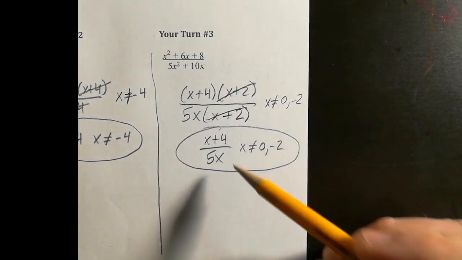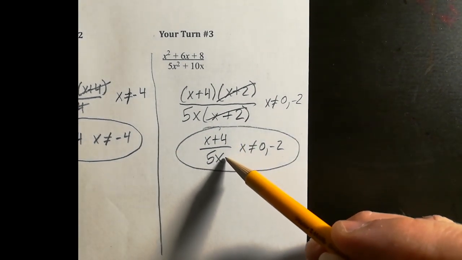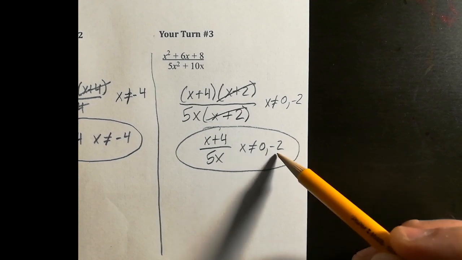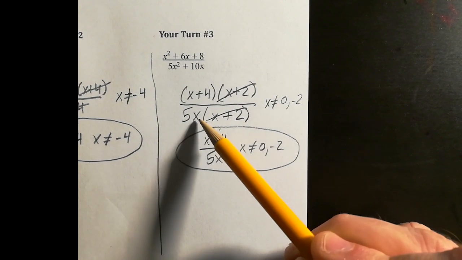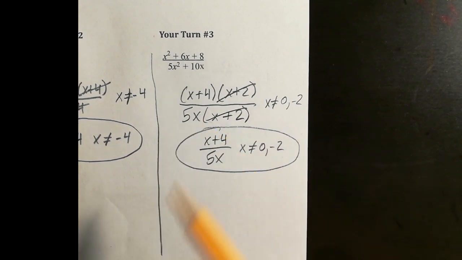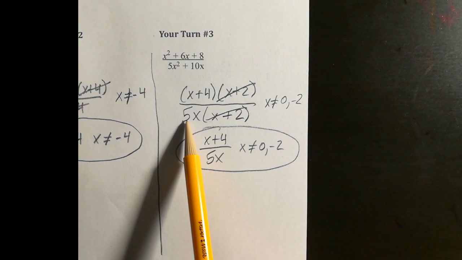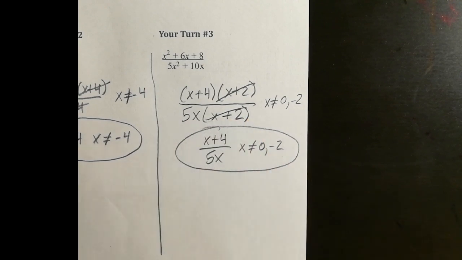All right, so I get x plus 4 over 5x. x cannot equal 0 or negative 2. This is the first time we've run into an excluded value of 0. You'll notice since we had an x outside here, if you put 0 in there, 5 times 0 times whatever, you're going to get 0 in the denominator. That can't happen, so that's why that's an excluded value. It's a very similar process to finding zeros or roots when we did this in the polynomials unit. You're thinking, what values of x would make the denominator come out to 0?